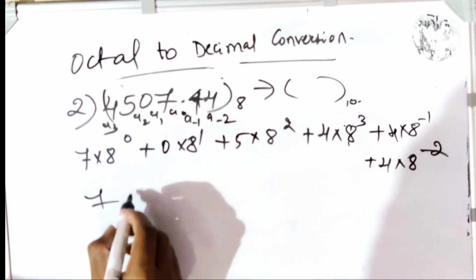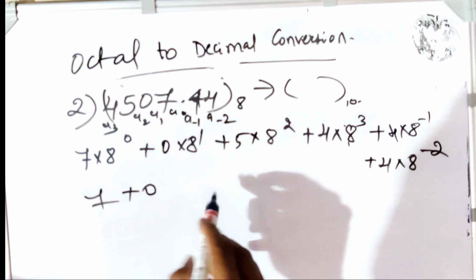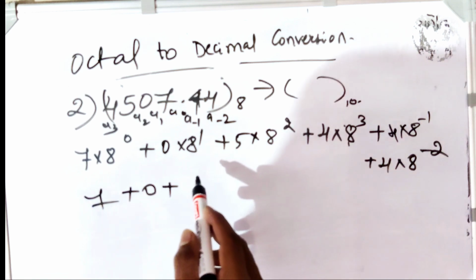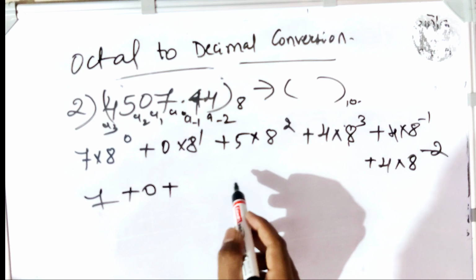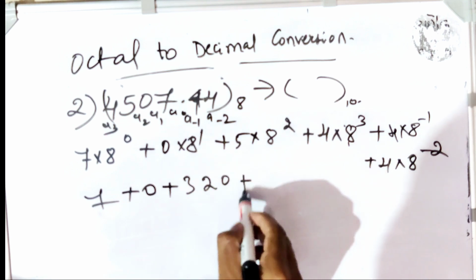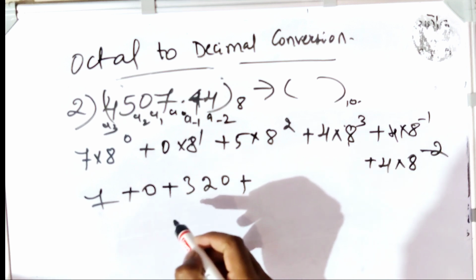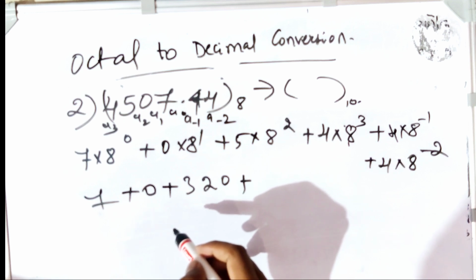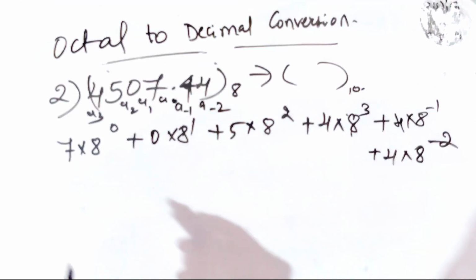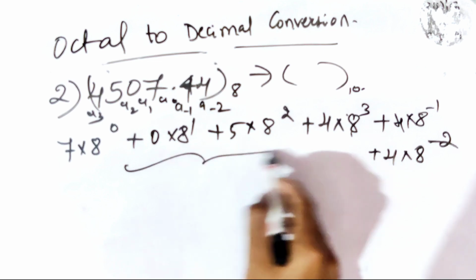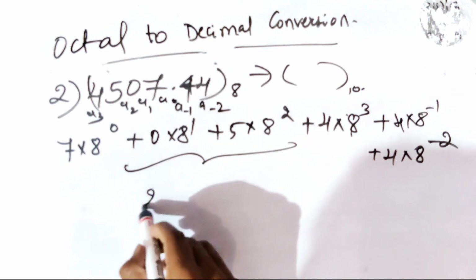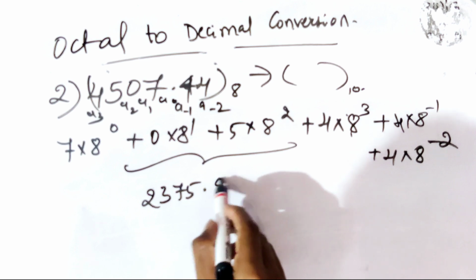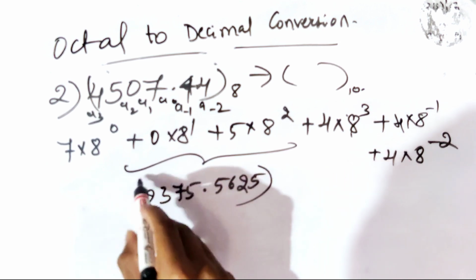So 7 into 8 to the power of 0 is 7, plus 0 into 8 is 0, plus 8 square is nothing but 64, and 64 into 5 is 320, plus 4 into 8 cube. So what is the value of 8 cube? By solving these values, we will get the final answer as 2375.5625.